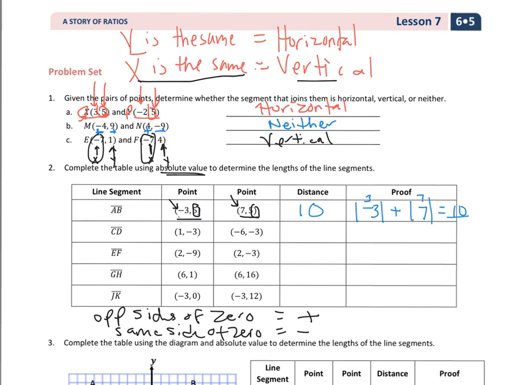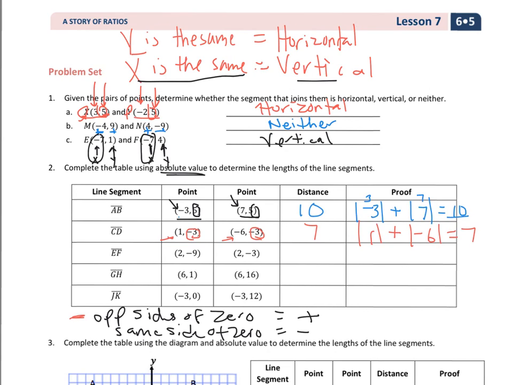So let's take a look at the next one. And I'm going to match up again, and I see that I have a -3 and a -3. So I'm going to look at the x coordinate, and I have a 1 and a -6, and I'm going to find the absolute values of them. Now, if they have different signs, meaning I have one positive and one negative, they're on opposite sides of 0. So I have to add those. The absolute value of 1 is 1. The absolute value of negative 6 is 6, so it's 7.